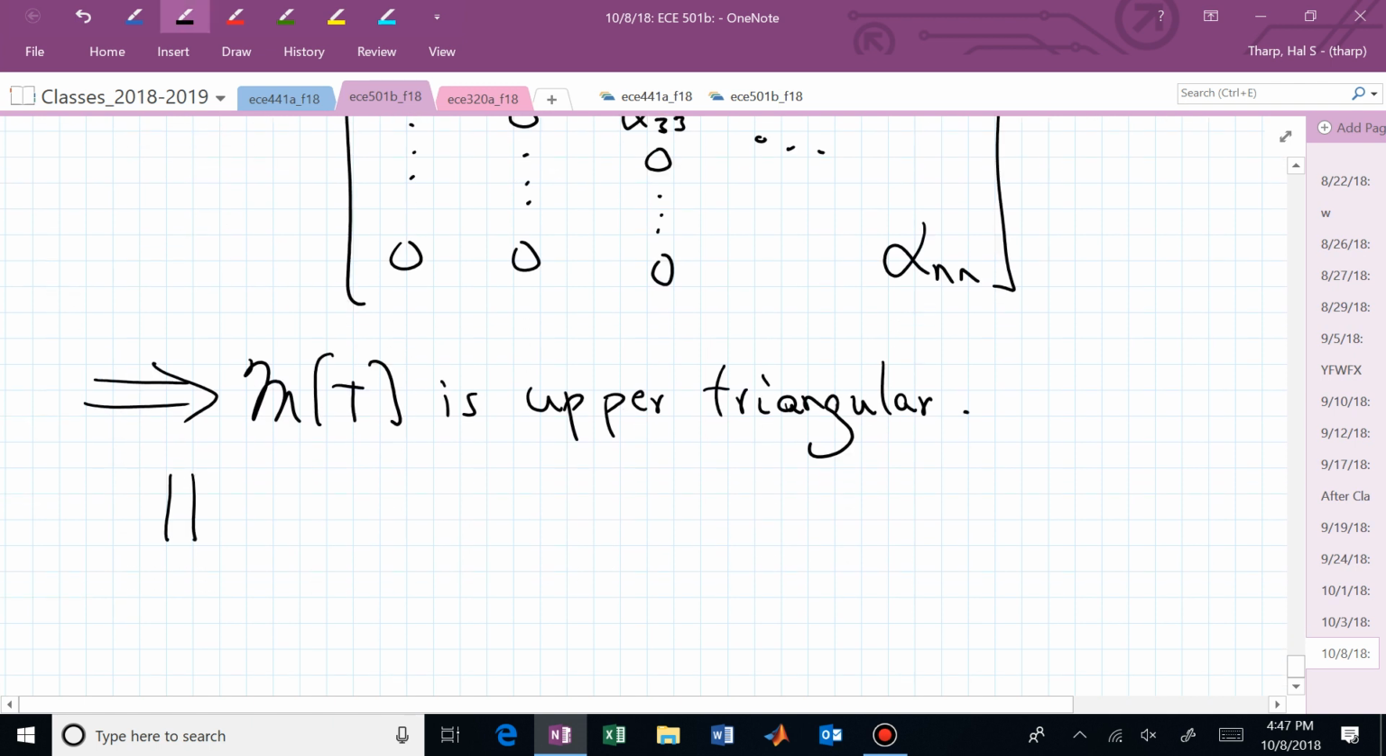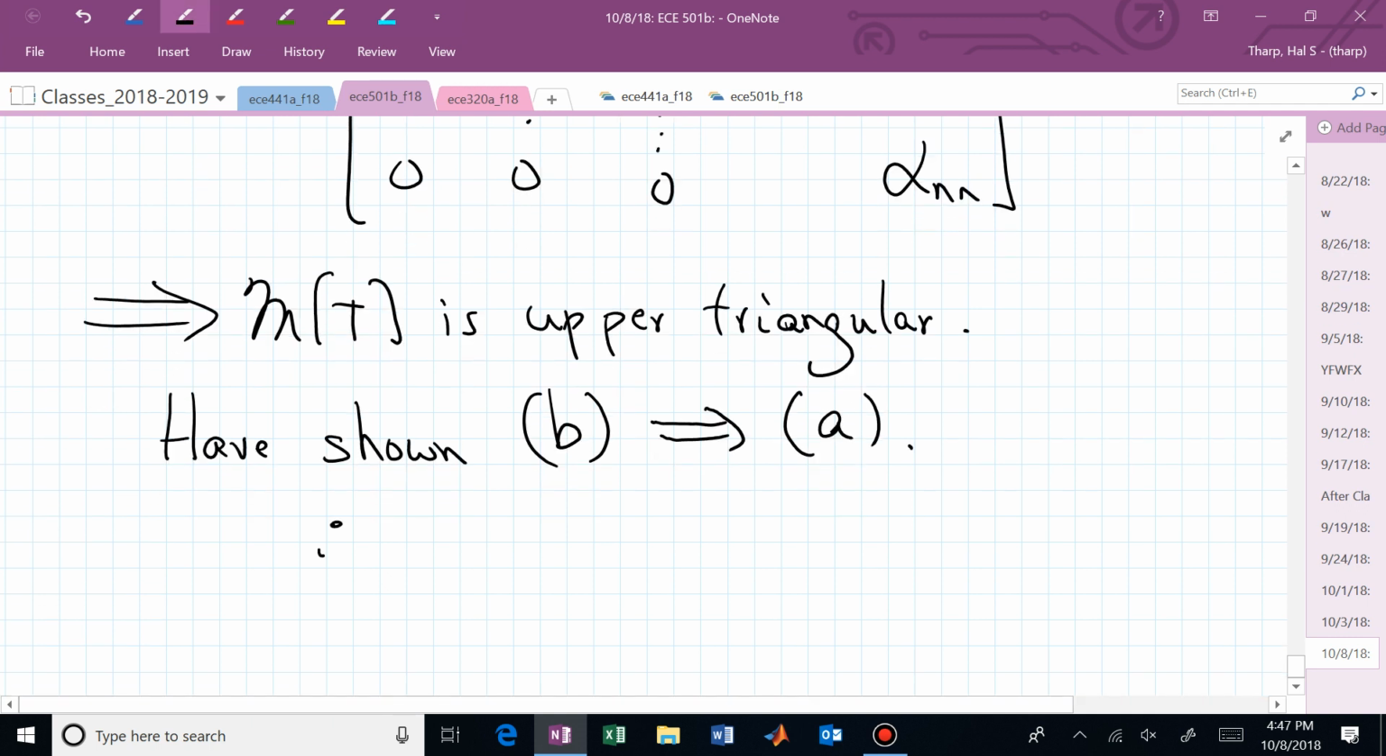And we've shown that statement B implies statement A. And now we've gone in both directions. So now we've shown the equivalence of A and B. And that's part one of our two-part proof of showing equivalence of the three statements.